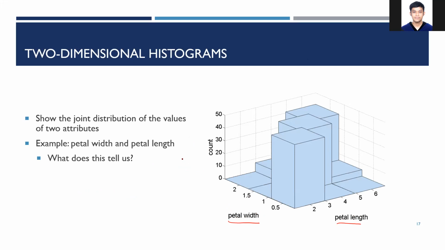Here we can see from this data that, for example, if the petal width is from 0 to 1 and the petal length is from 0 to 3, there are around 30 instances in the dataset which have petal width and petal length between those ranges. So we can also combine two attributes.